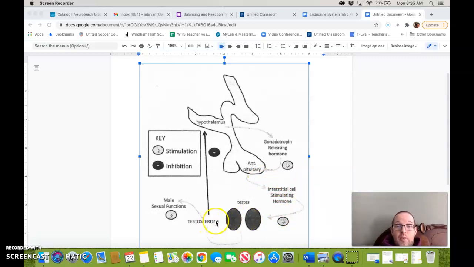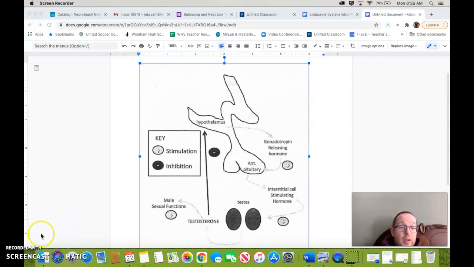Then, if the level of testosterone after a while goes too low, we send a signal back to the hypothalamus to start the process over again. GnRH gets released, the anterior pituitary gets that signal and starts producing more ICSH. The testes receive that signal and then start producing more testosterone. And on we go. And that ensures that the level of testosterone, as long as all these glands are working properly, will remain within a narrow range of where it should be.